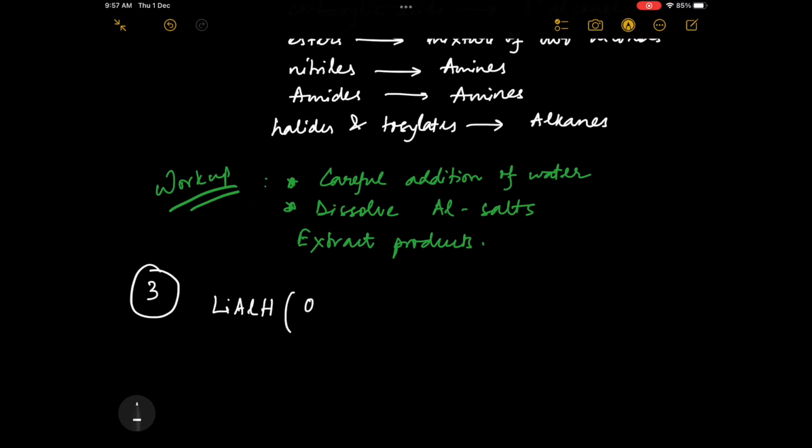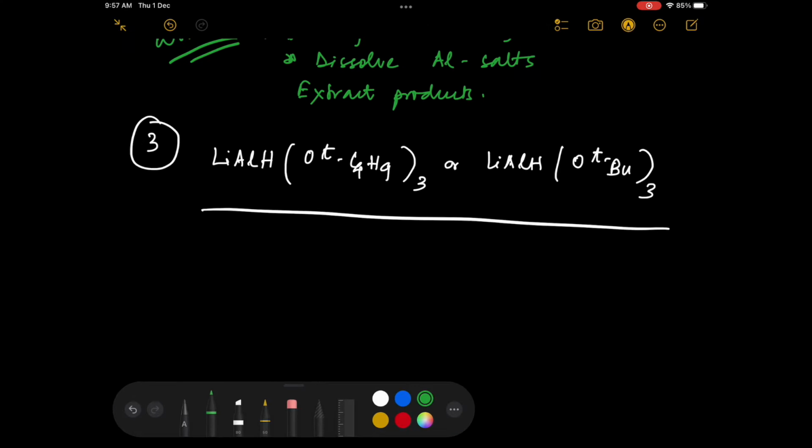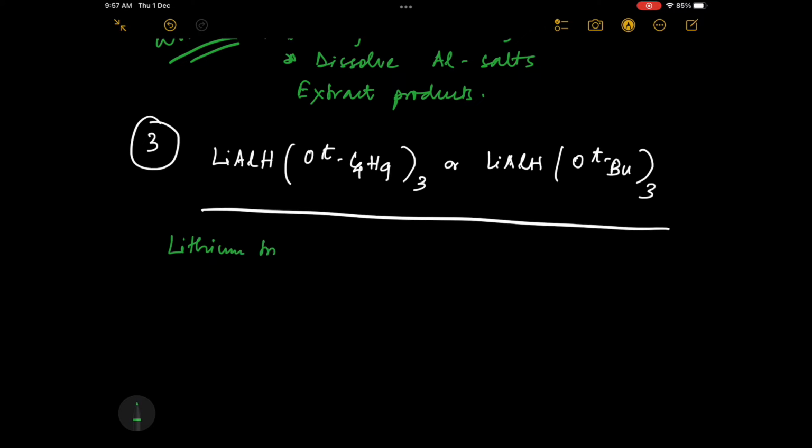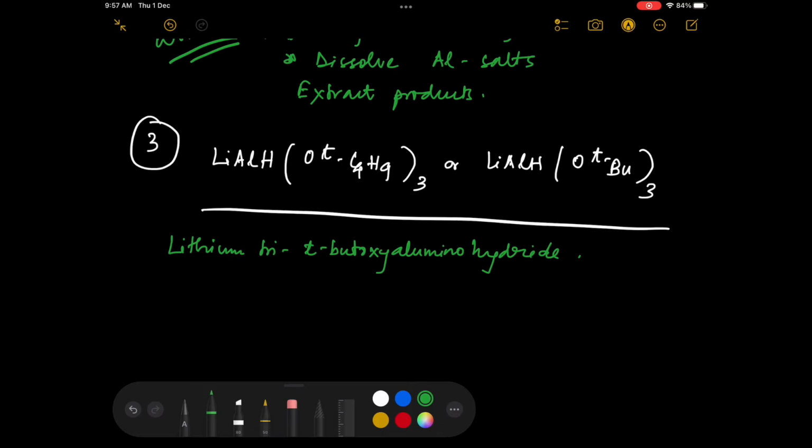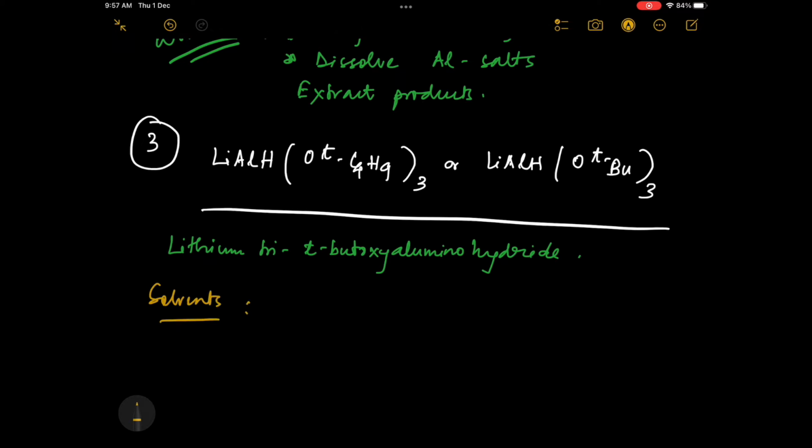Okay, so the third that we have here is a similar reducing agent. This is basically lithium aluminum hydride with tertiary butoxy groups in place of three of the Hs. So there is only one hydride group present. This is a more selective type of reducing agent, as it provides only one hydride group. It is also known as lithium tri-tert-butoxy aluminum hydride.